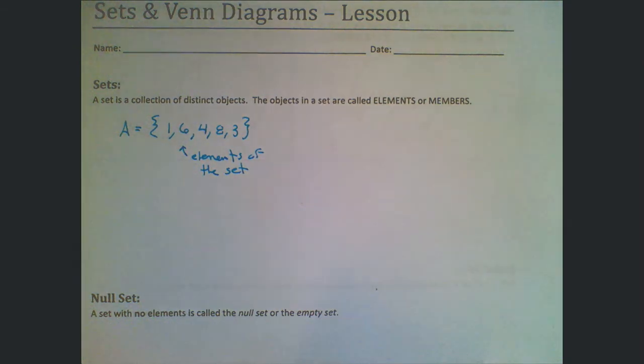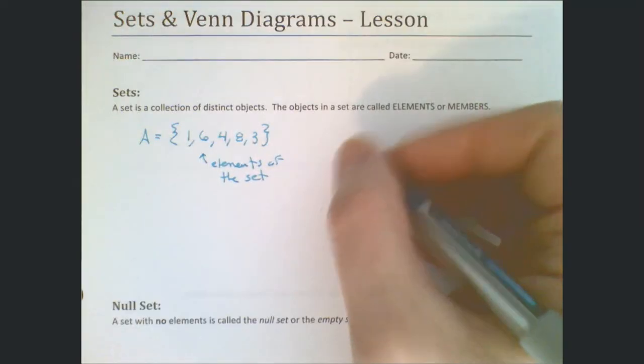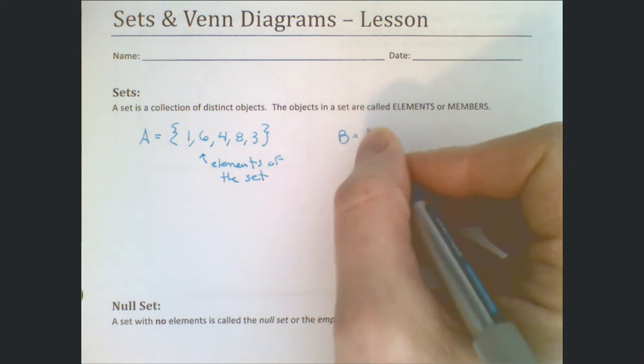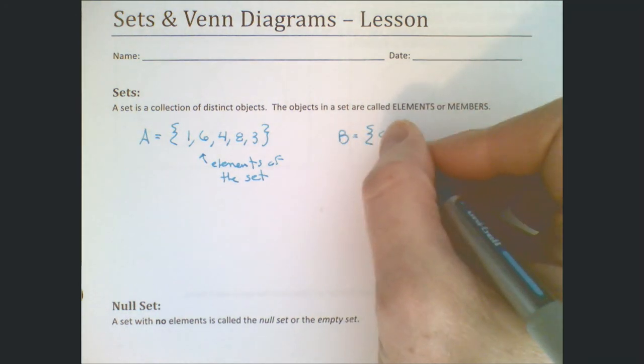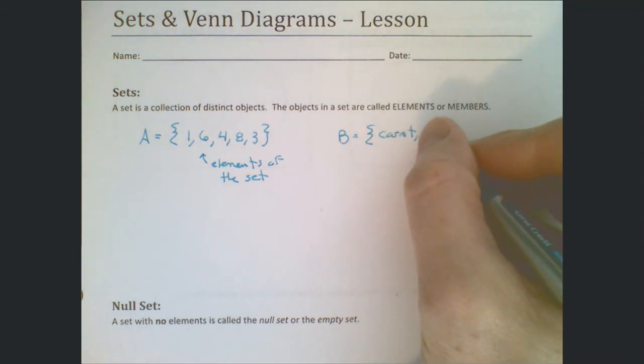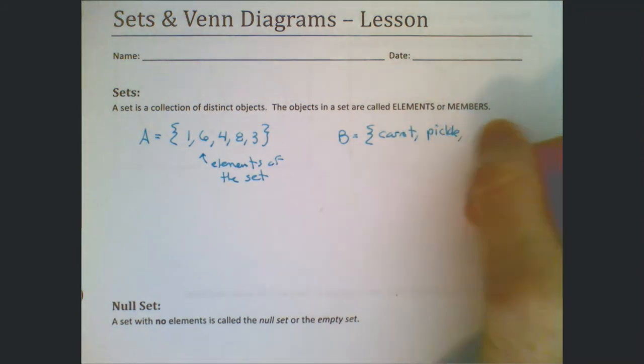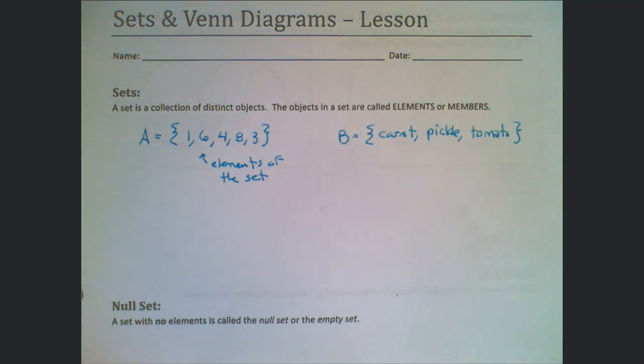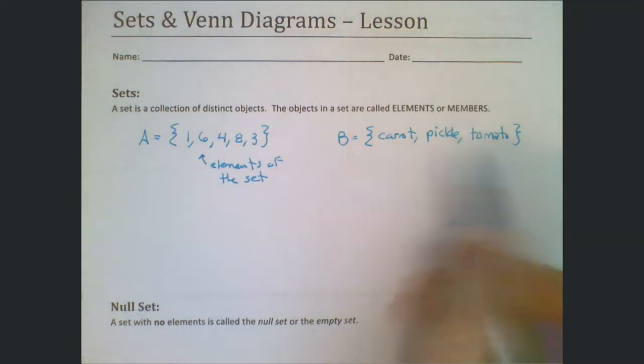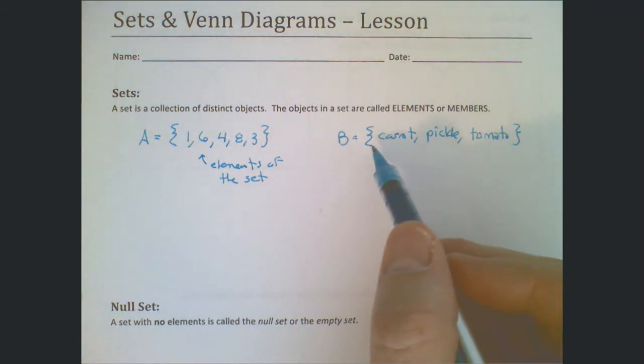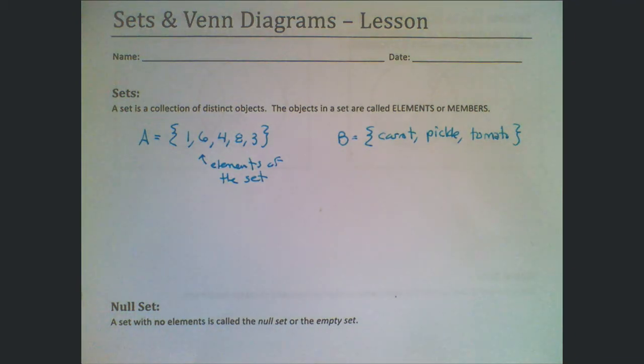So let's make another set. This could be set B, let's say. So set B is something different. It's got a carrot, it's got a pickle, and maybe a tomato. Okay, so this set contains 3 elements, or has 3 members, and in this case they represent vegetables. So it's a set of these 3 vegetables. That's all a set is. That's all we really need to do at this point for that.